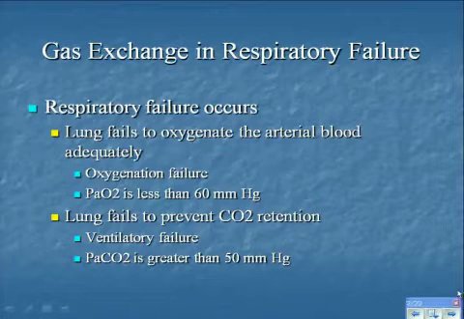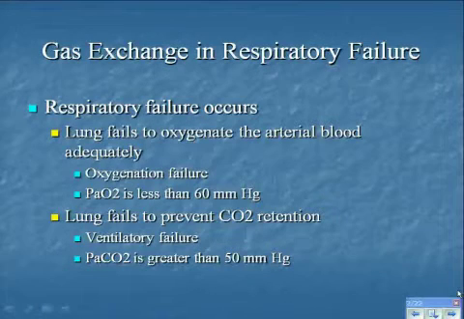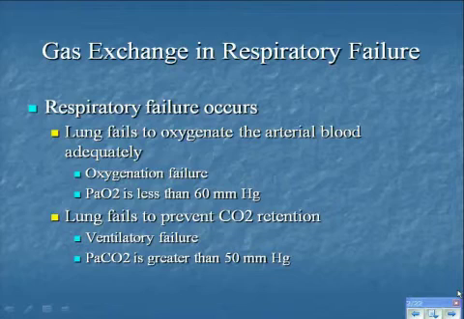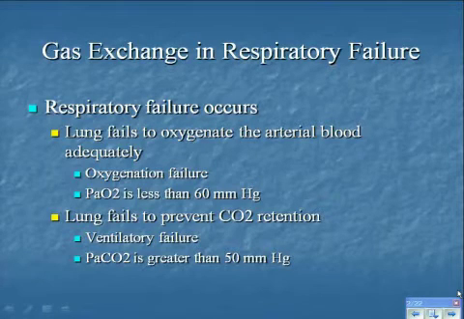Okay, when you talk about respiratory failure, you have to talk about two ways of looking at it. One is ventilatory failure, and the other one is oxygenation failure. And they're actually treated differently. Okay? Some people associate ventilatory failure immediately as being the same thing as oxygenation failure, and it's completely different. Okay?